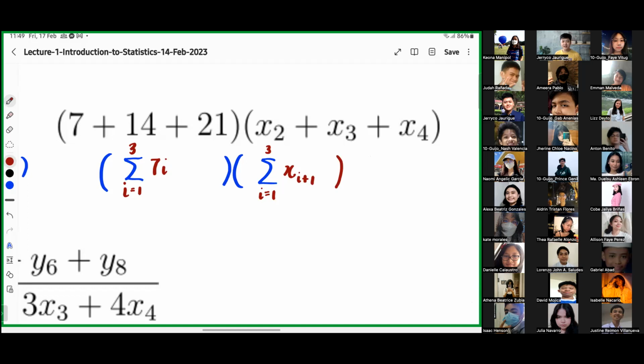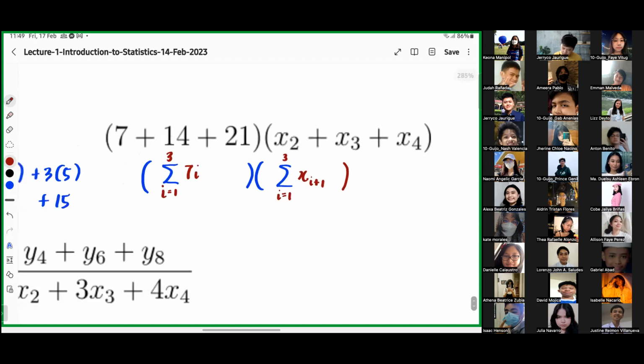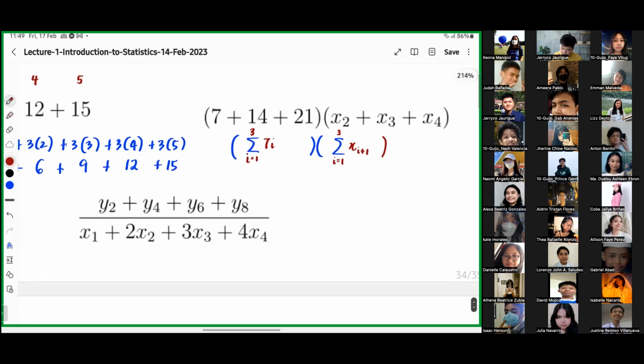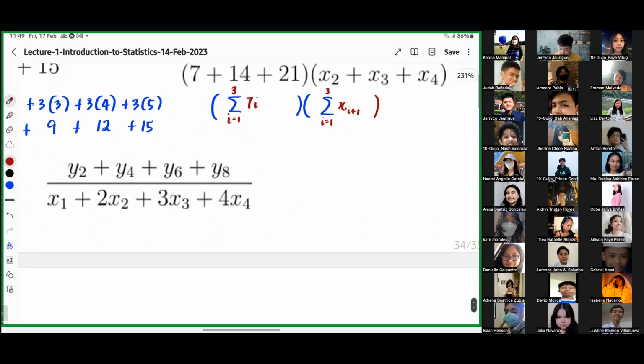Alright, very good. Anong gusto mong tawag sa'yo? Renzo po. Renzo. Alright. Thank you, Renzo. This is for this item. How about this last item? How do we write this?